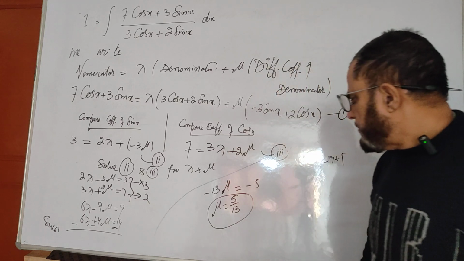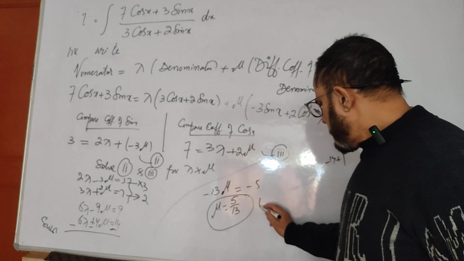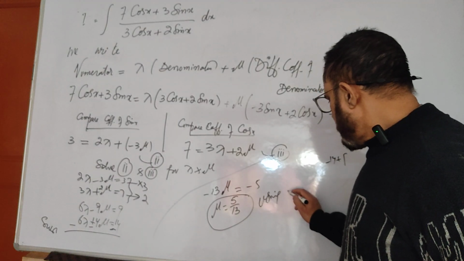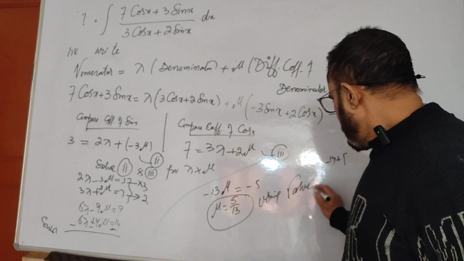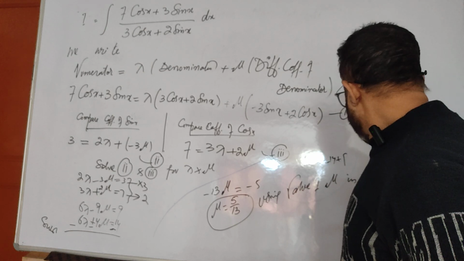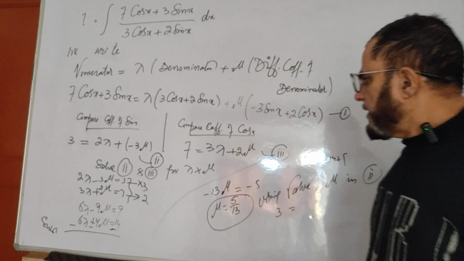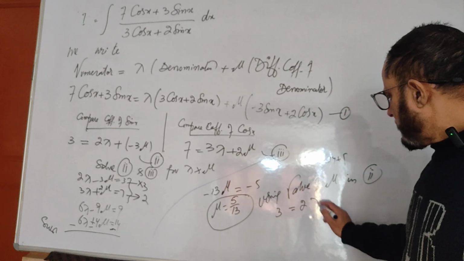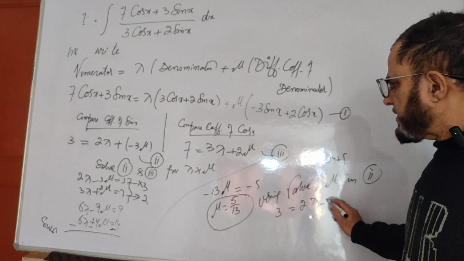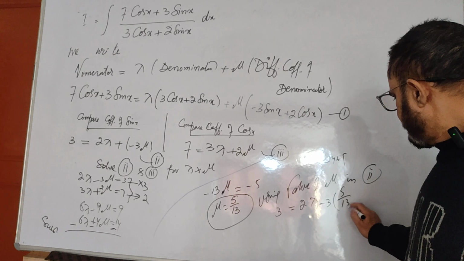You have found mu is 5 upon 13. You can use any one of the two equations with this mu. Let us use the value of mu in, say, the second equation. It is 3 is equal to 2 lambda minus 3 mu. The value of mu is 5 by 13.